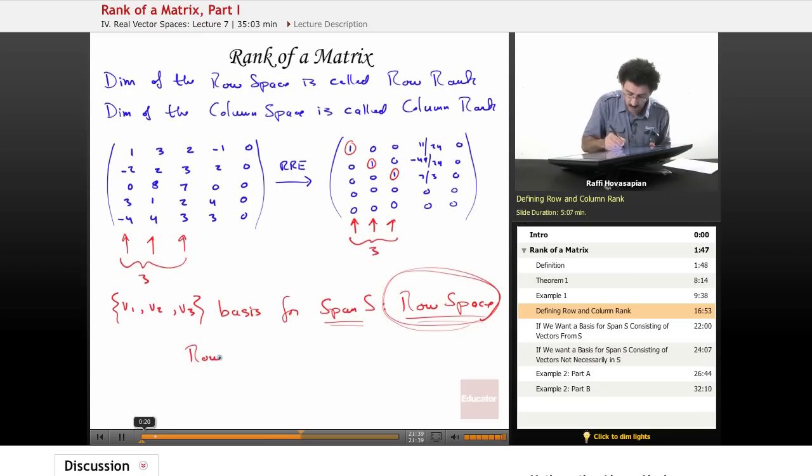And again, the row rank. Well, the row rank is the number of linearly independent vectors in the basis, or the number of vectors in the basis. They are linearly independent by definition of basis. It's 3.